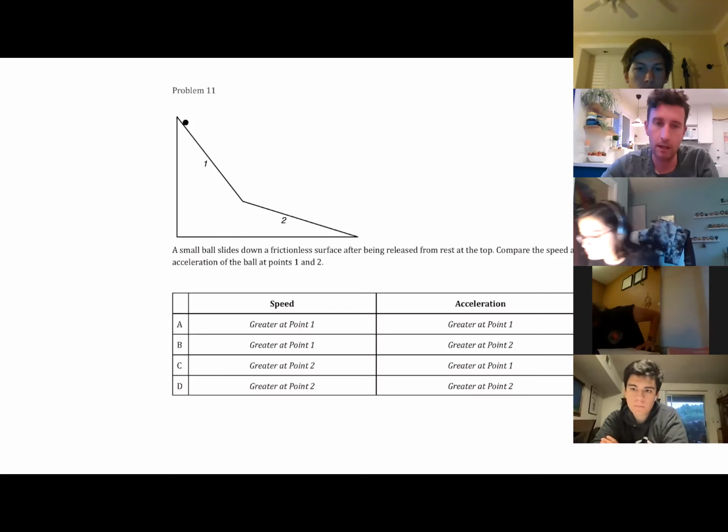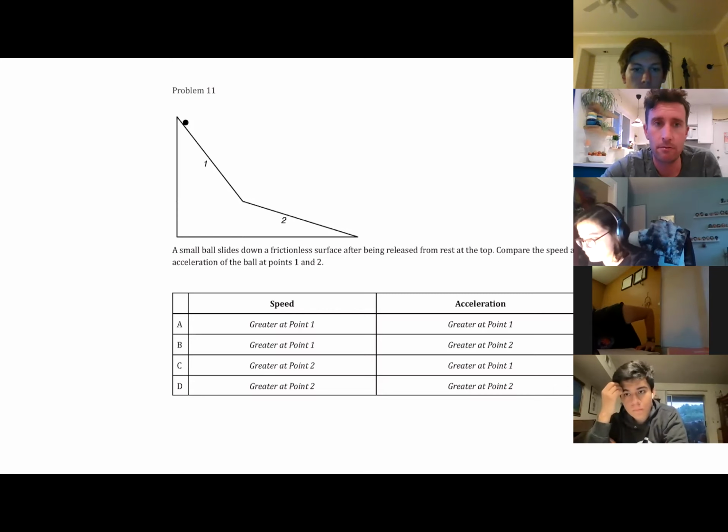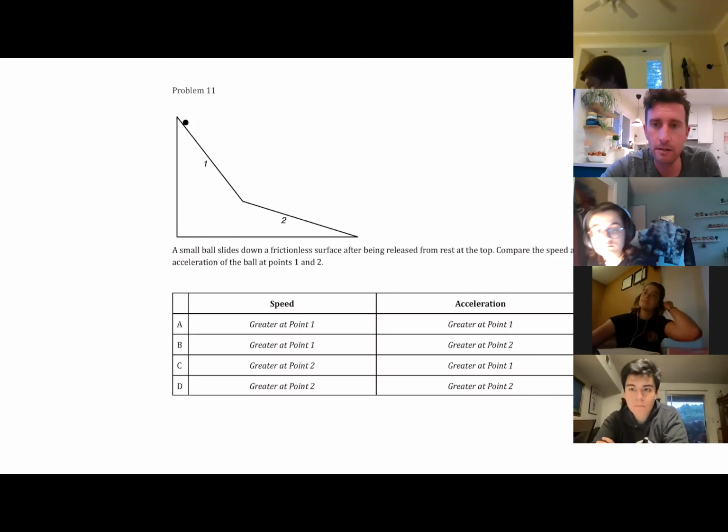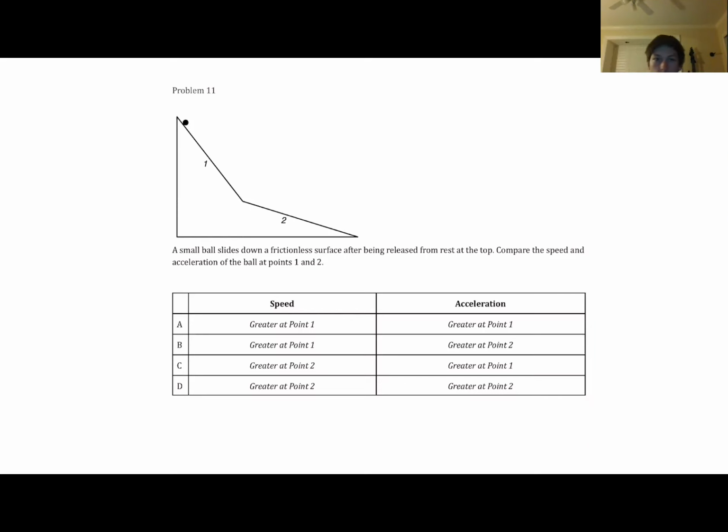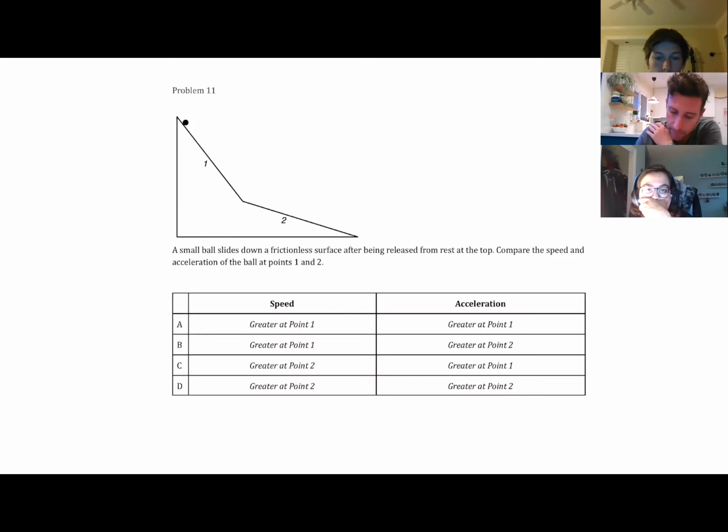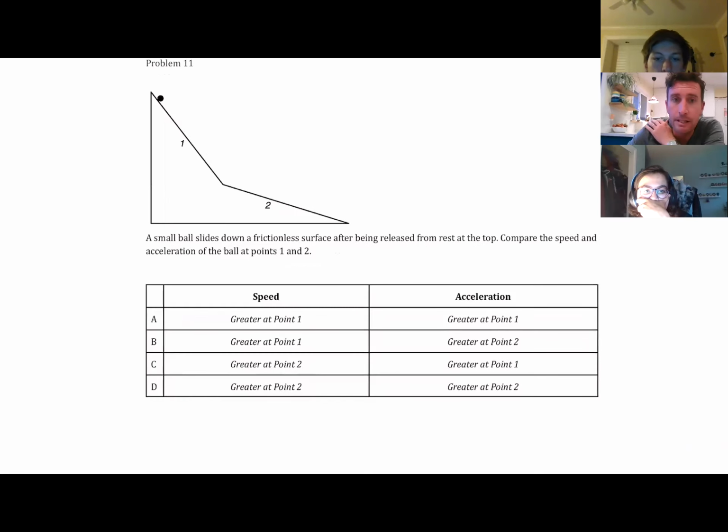Okay, so problem 11 then is a small ball slides down a frictionless surface after being released from rest at the top. Compare the speed and acceleration of the ball at points 1 and 2. So at the beginning, it's released from rest, so velocity is 0. You're looking at the greatest speed and the greater acceleration. Think through this one.